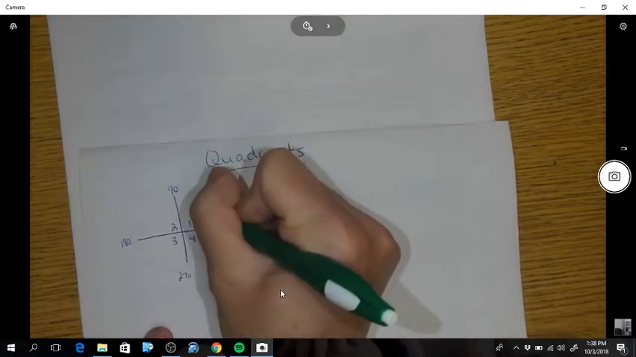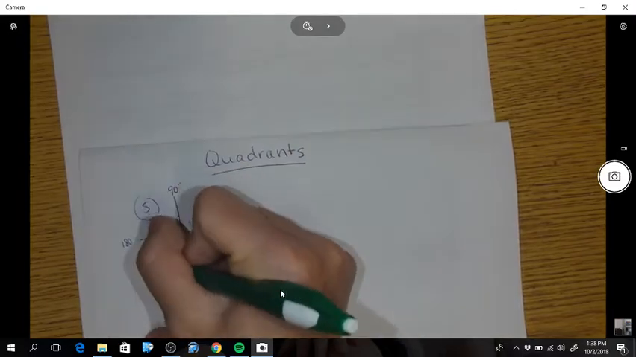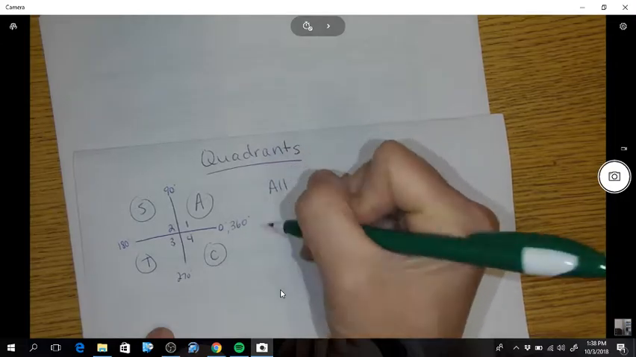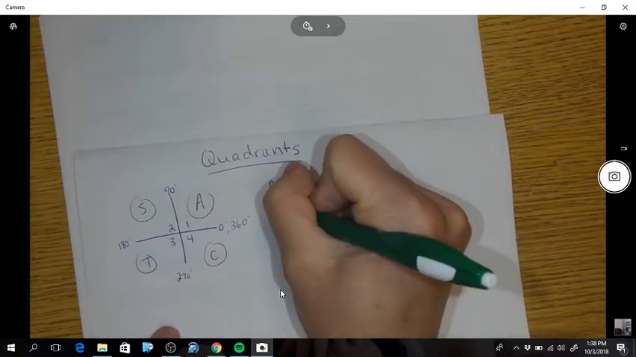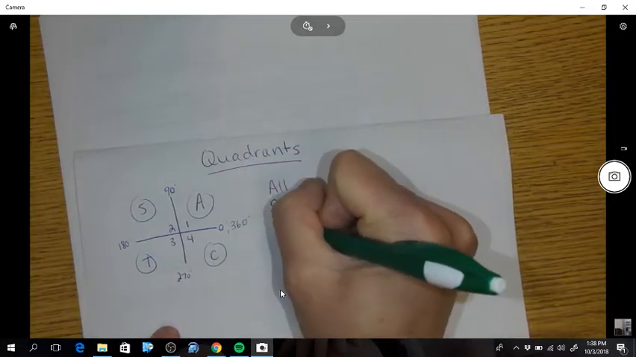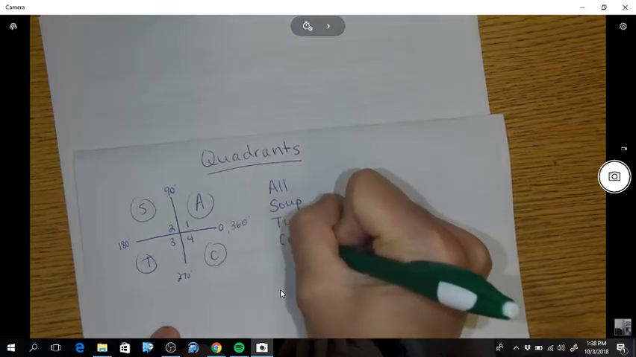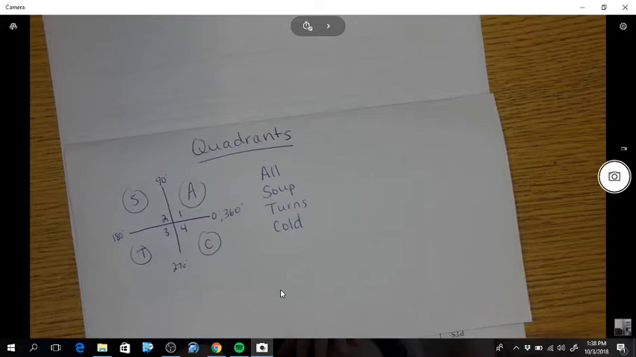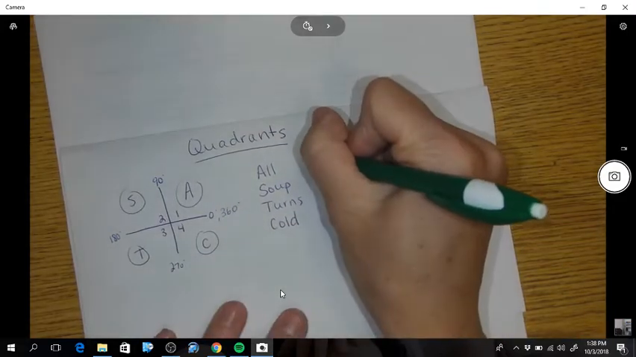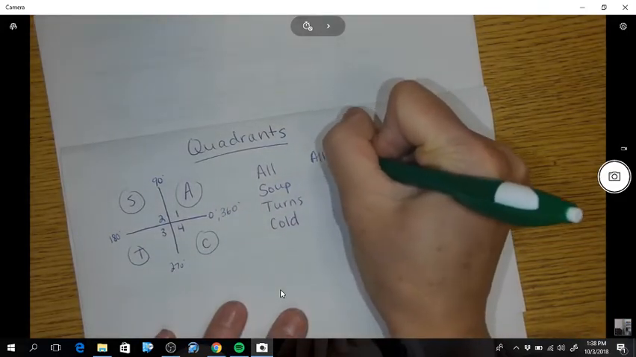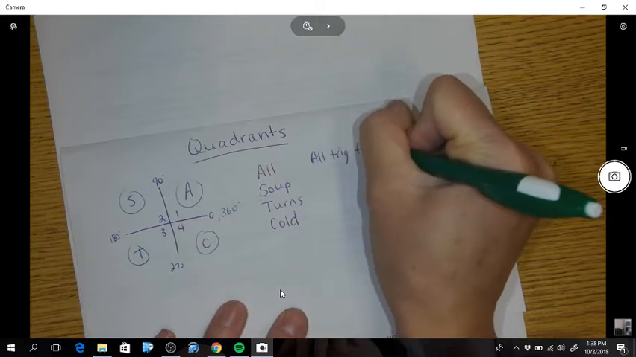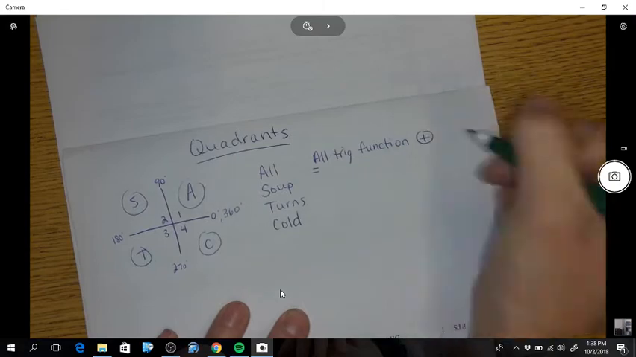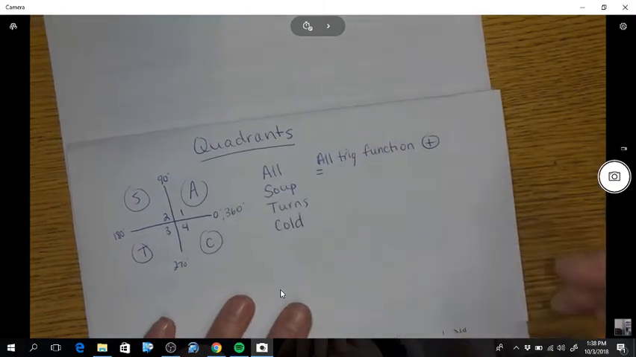Okay, now there's a little saying: ASTC. You can remember the letters by saying "all soup turns cold." So what does this mean? The A represents all trig functions are positive in that quadrant.